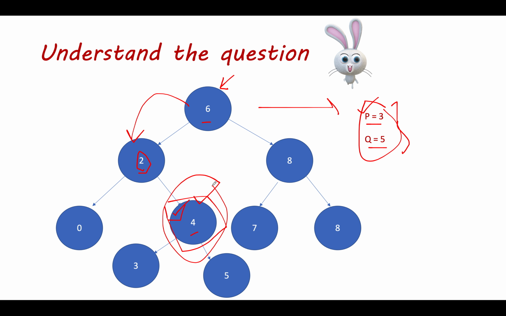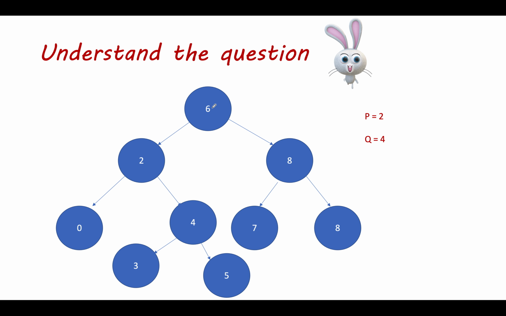So whenever you want to make a decision whether to go on left or on right, you have to compare the current root value with P and Q. If both of them are smaller than the current root node, that means you need to reduce the value, you go left. If both are greater than the root node, that means you need to increase the value, you switch to right.